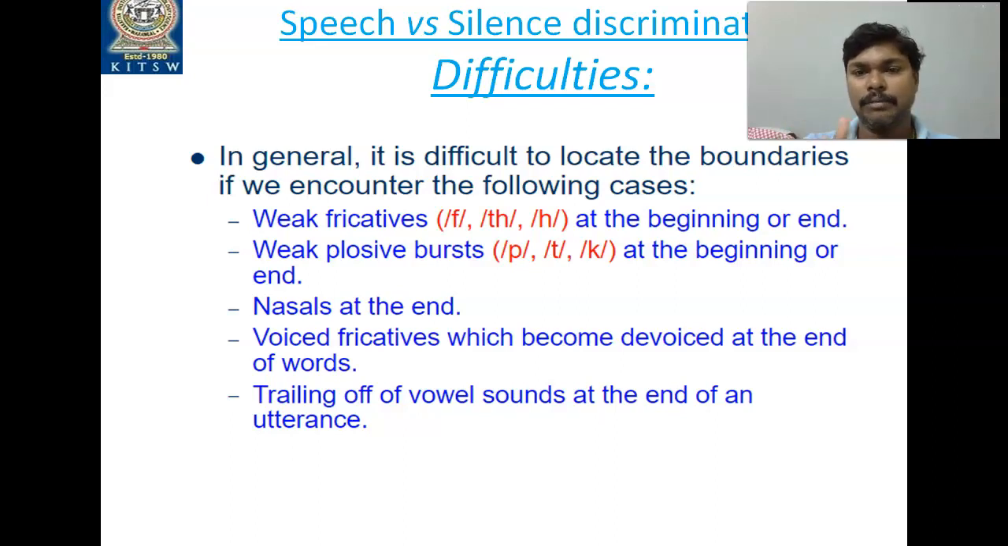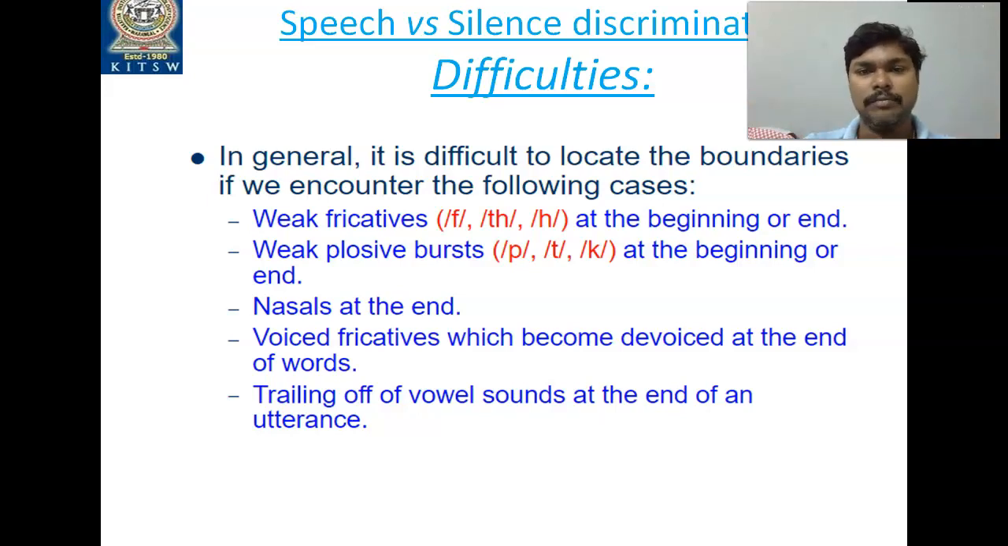Weak fricatives are nothing but words starting with F or TH or H. These are some of the examples I have mentioned in this slide. So these I am calling weak fricatives. If there are weak fricatives, we are unable to identify the beginning and the end of a speech.